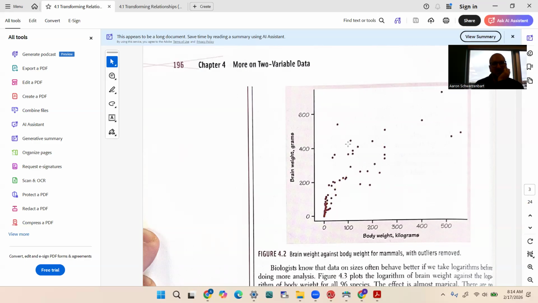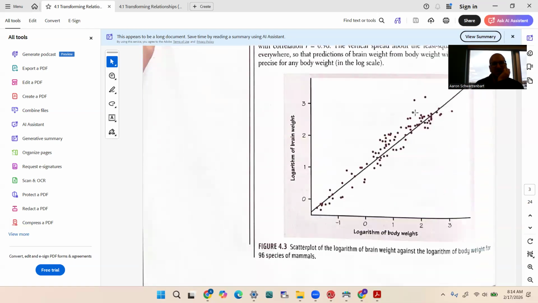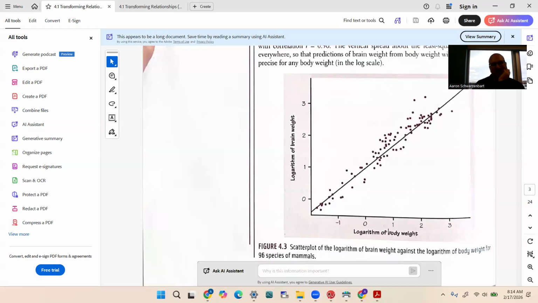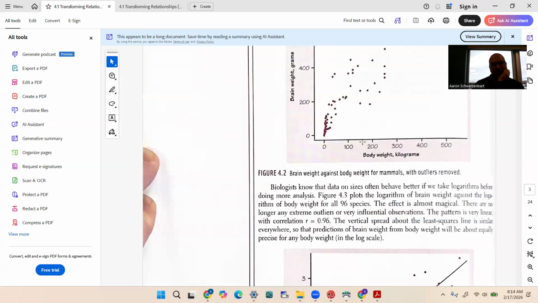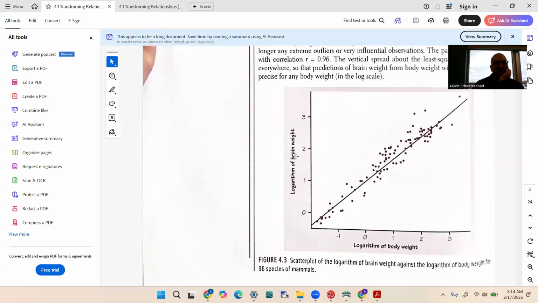So we're going to do a transformation. And what they did was they took the logarithm of all the values on the x-axis and all the values on the y-axis. And now it looks pretty linear. So this is probably actually a square root graph.